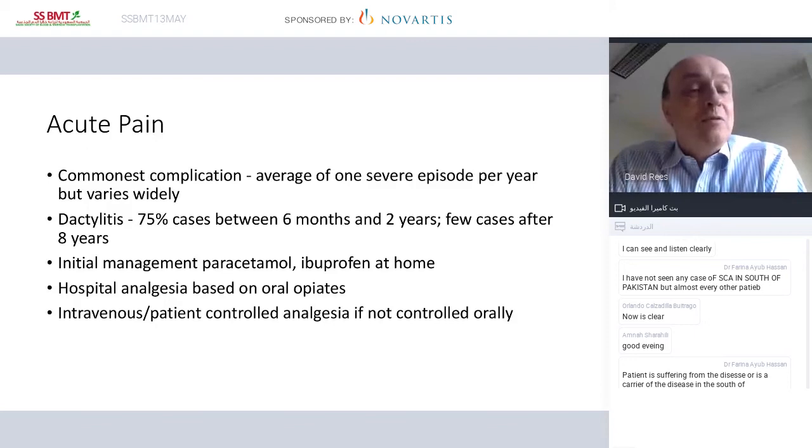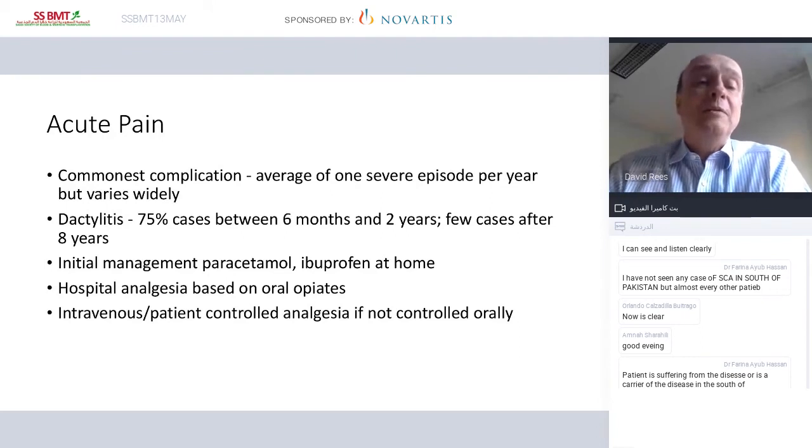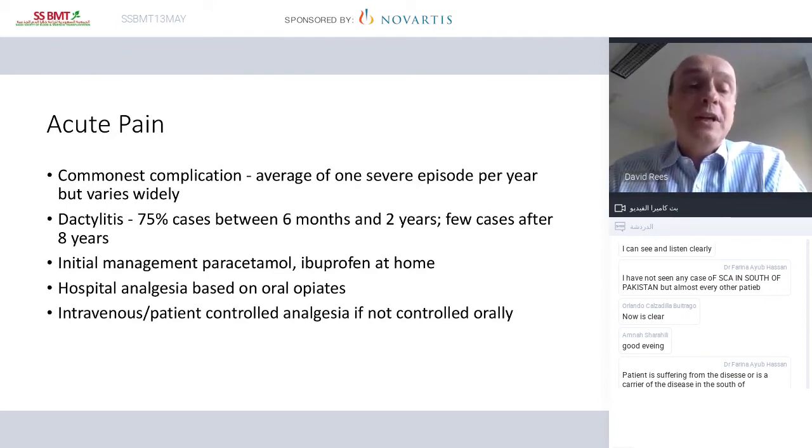It's generally not harmful. People used to admit everyone to hospital with it, but now we encourage people to be managed at home with simple analgesia, and only when the pain is severe do people come into hospital. In general, in children particularly, we try to avoid intravenous or parenteral analgesia unless it's not possible to control it with oral analgesia. And there is some randomized controlled trial evidence to support that approach.